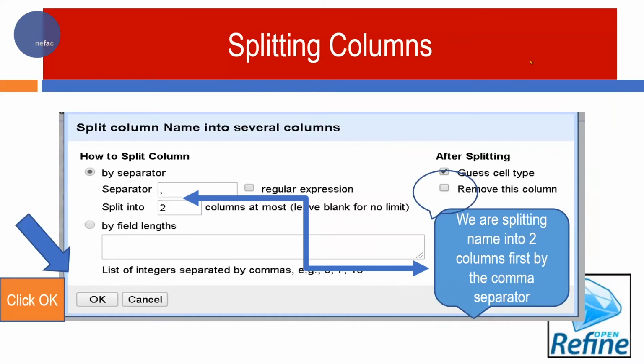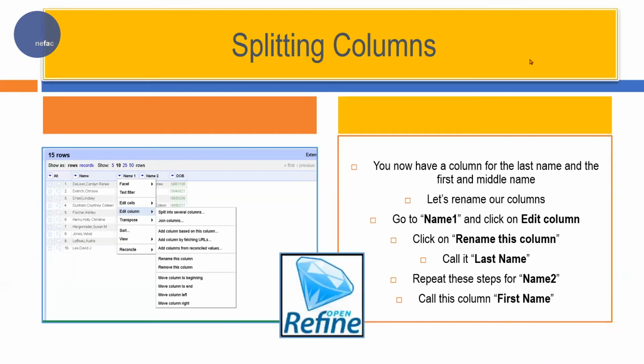And because the first and last name are separated by a comma, we need to tell Refine that that's our separator. And we want to split it into two columns. Just make sure to uncheck remove this column, because we don't want our original column to go away if for some reason we wanted to go back and check on it. And then if you click OK, it should split it into two names. You can't really see it here on my slide because I'm renaming the columns, but it split it into two additional columns.